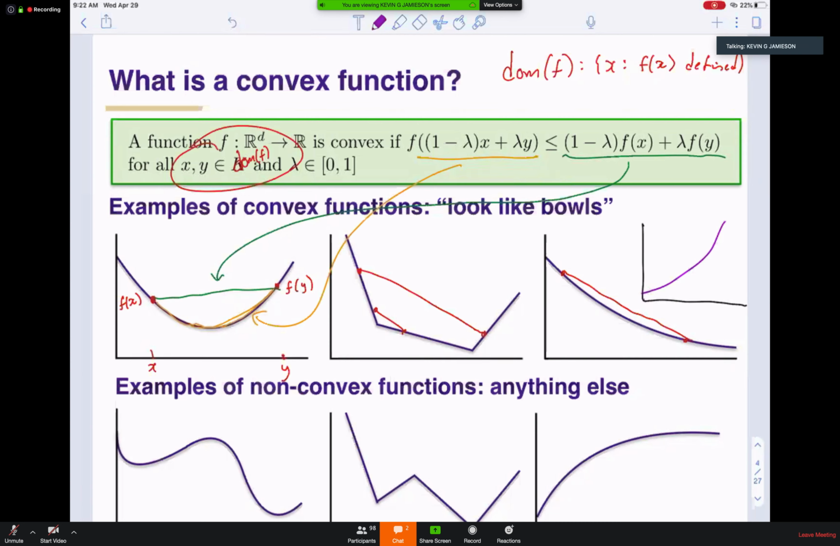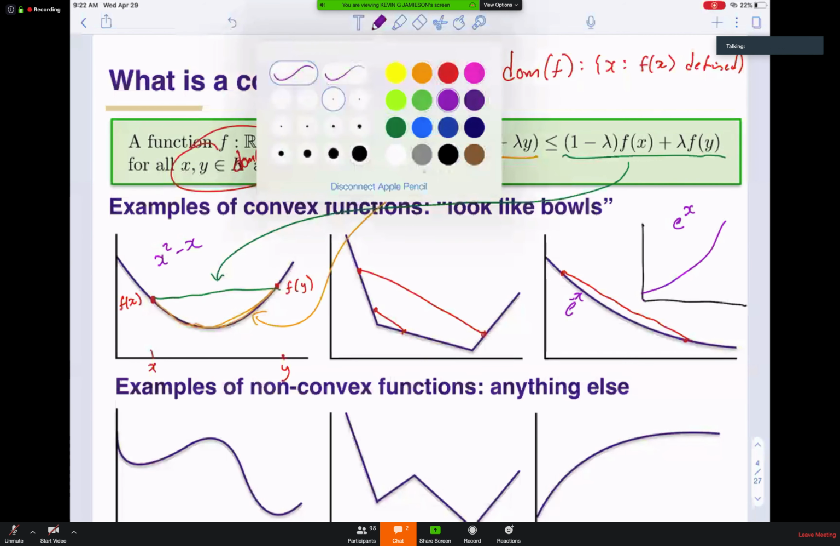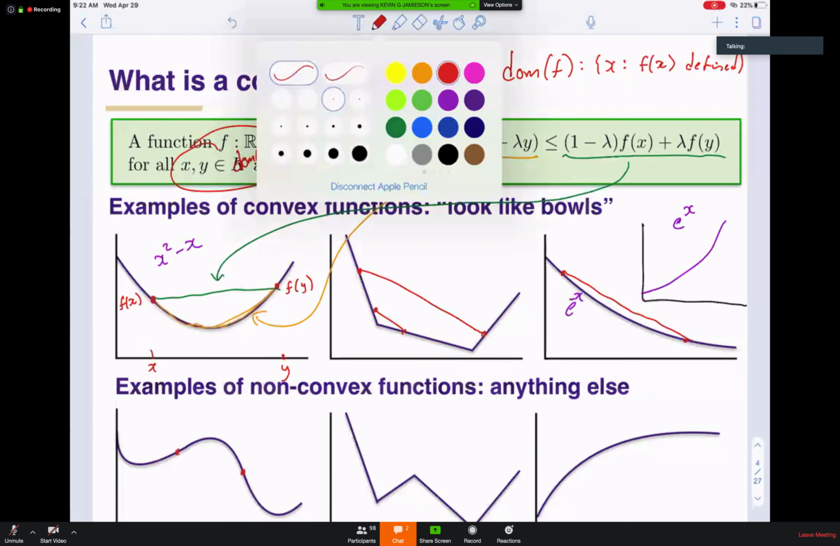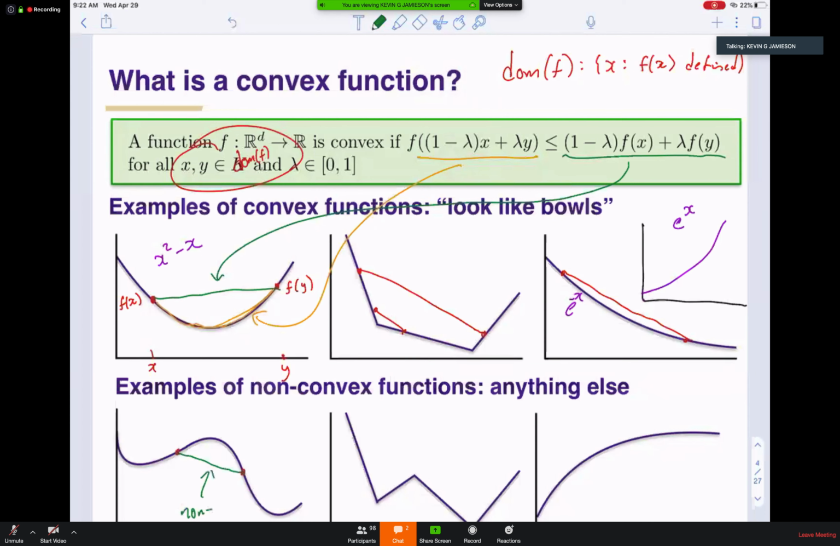It can go up to infinity, like e to the x, and then this would be e to the minus x. This would be, say, x squared minus x. These things can go up to infinity, and this is some piecewise linear function. And with a non-convex function, anything else. So right here, this violates it. Right there is proof of non-convex.